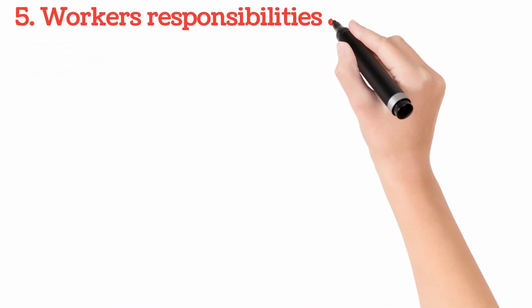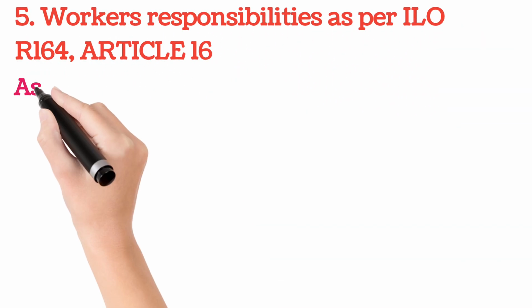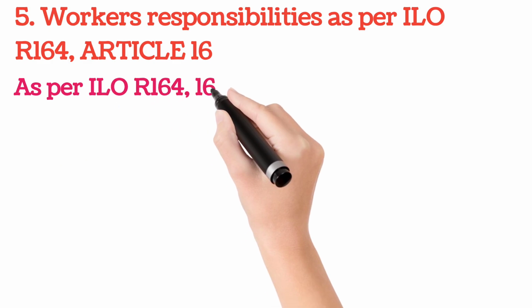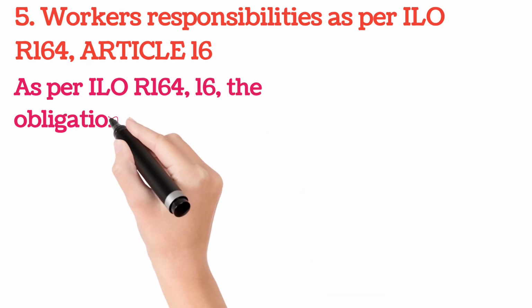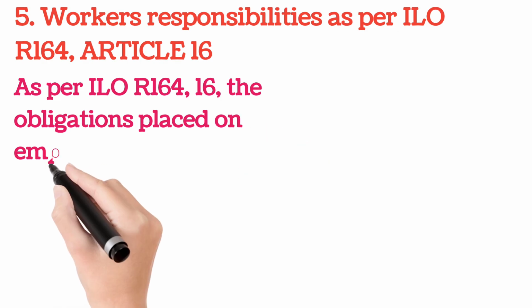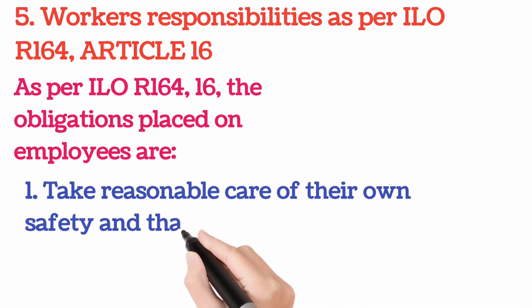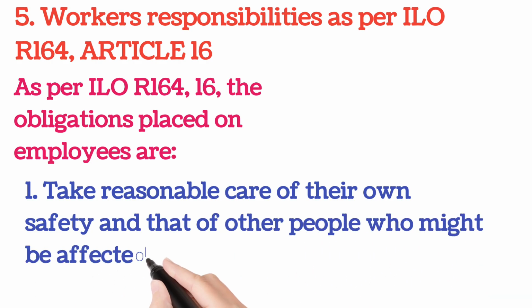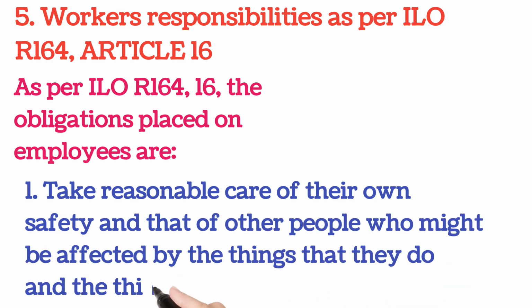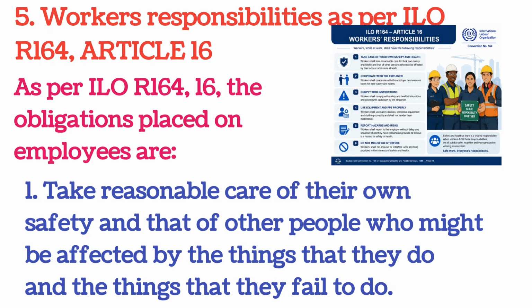Workers' responsibilities as per ILO R-164, Article 16. As per ILO R164-16, the obligations placed on employees are take reasonable care of their own safety and that of other people who might be affected by the things that they do and the things that they fail to do.